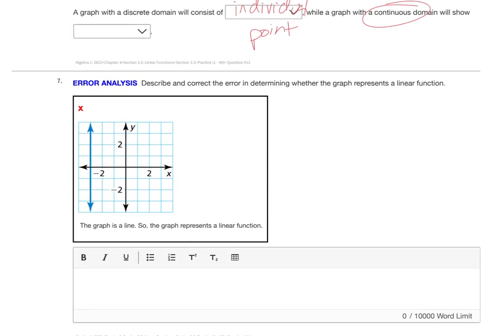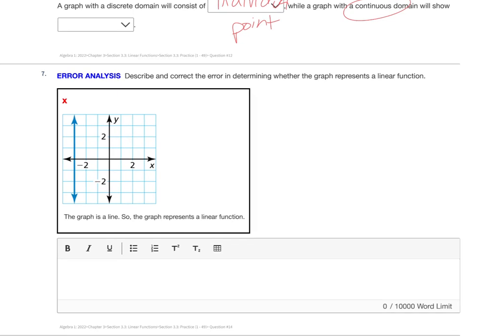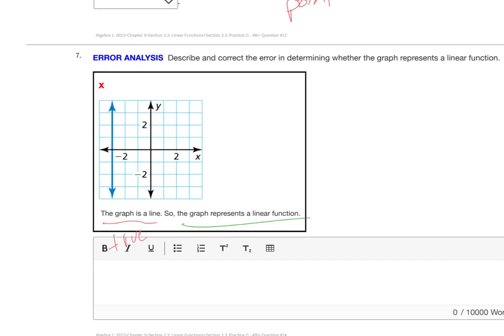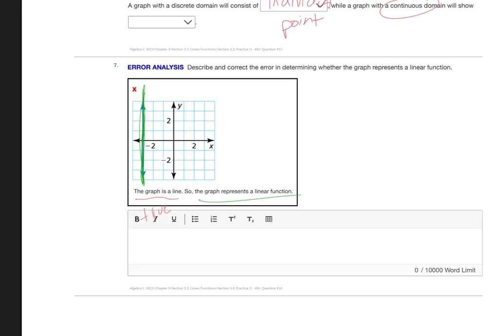So describe and correct the error in determining whether the graph represents a linear function. The graph is a line. True. So I referred to this earlier, but it's not a linear function. A function passes the vertical line test. Well, this is all vertical, man. So it's not a function, okay?